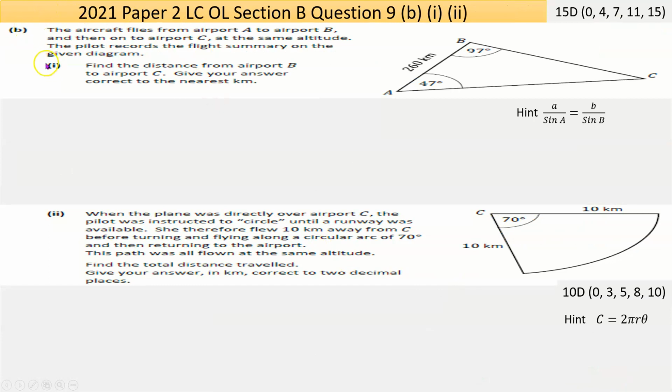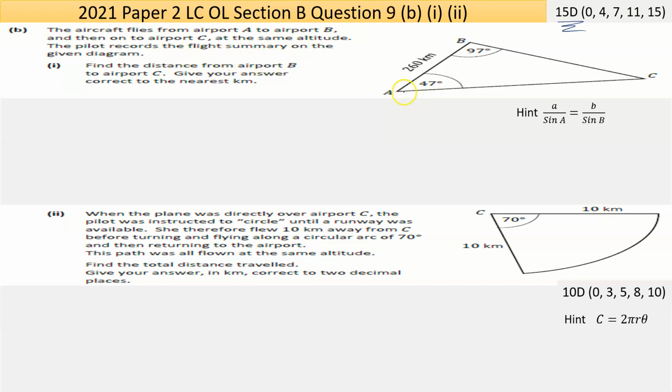Now the next one, part B, part 1. So look, this is trigonometry. I would be expecting sine rule and maybe cosine rule to come around at some stage, but we'll see what happens. This is worth it. You wouldn't know this during the exam, but it's a chunk of marks, 15 marks. So it says the aircraft flies from airport A to airport B and then on to airport C at the same altitude. The pilot records the flight summary on the given diagram.